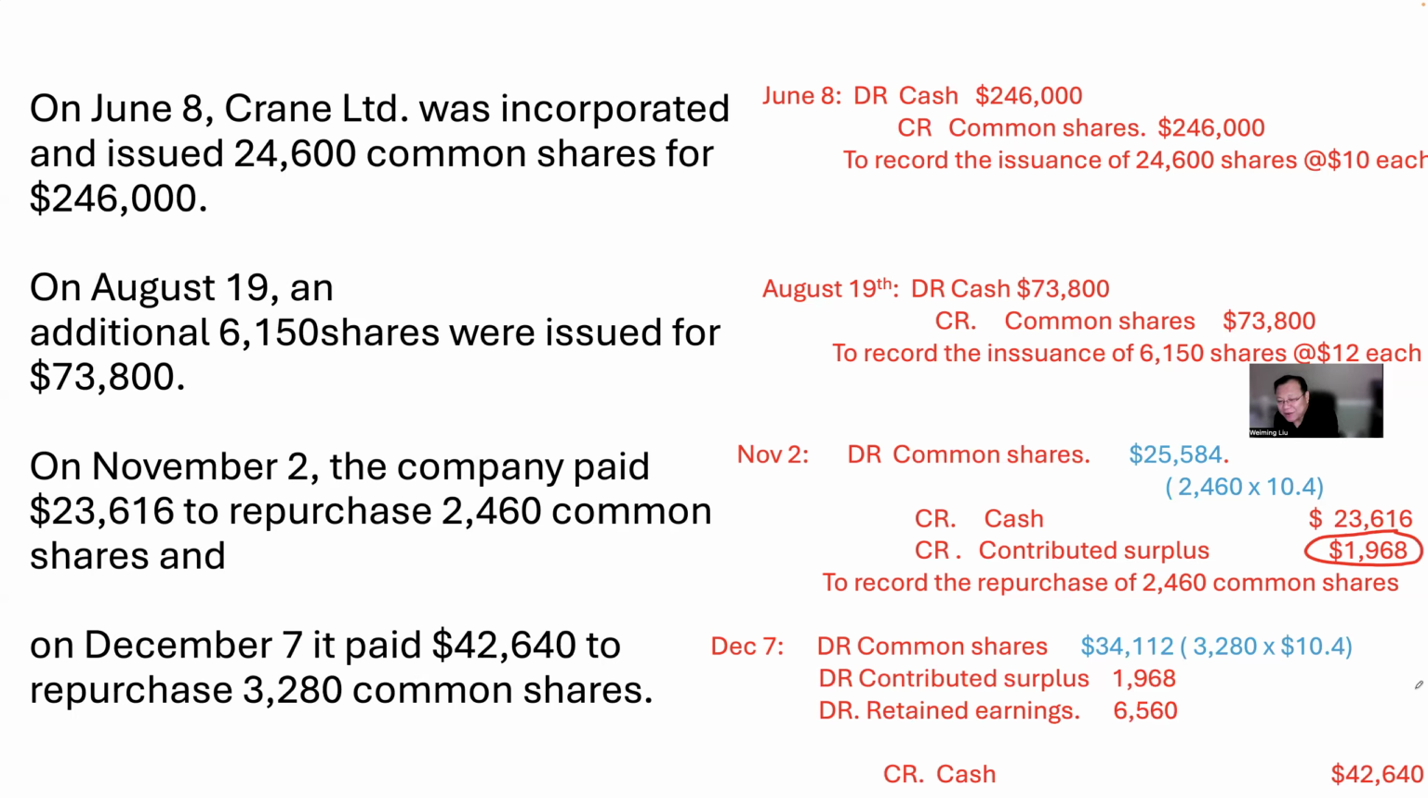So that's the difference, 6,560, right? So how did I calculate 6,560? This is the amount that will keep the total debit and the total credit equal, okay? So I hope this makes sense. Have a nice day.